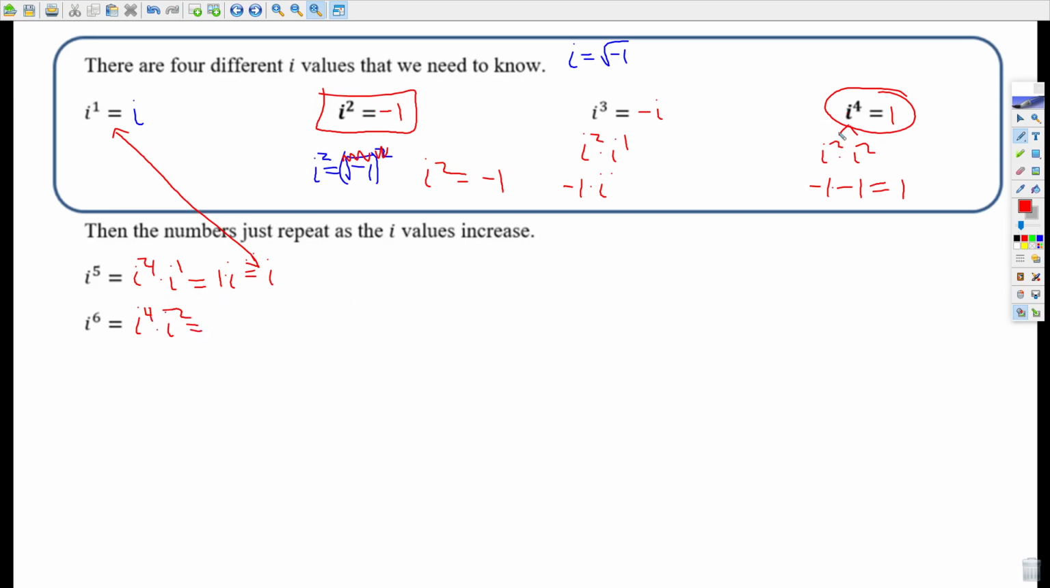i to the fourth, we know, is 1 from over there to the right. We know i squared is negative 1, so it's 1 times negative 1, which is negative 1. That's also kind of weird because we already had that as an answer as well. i to the sixth is the same thing as i squared.